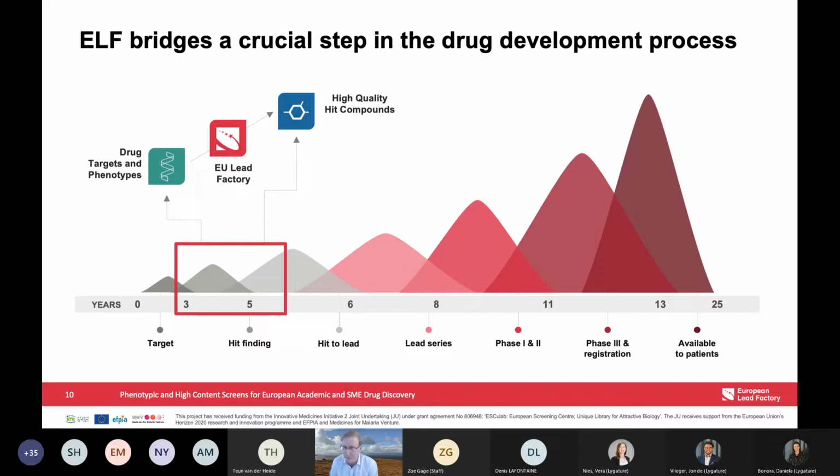And this slide highlights the number of years that it can take to get through all of the necessary steps. And in particular, the first couple of steps, just getting good hits to take into a drug development program, is a significant barrier. And so ELF, and in particular, as we're talking about today, the high content screening side of it, is really an attempt to lower the activation barriers for those early steps and make it possible for academic basic research scientists, SMEs, to really drive forward their discovery level research into drug development. That's really the overall mission of the European Lead Factory.